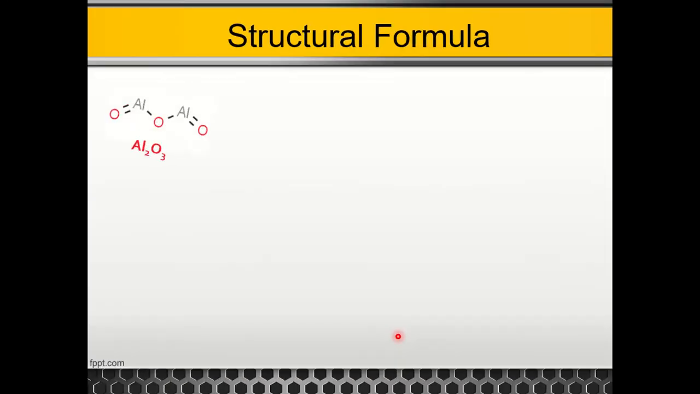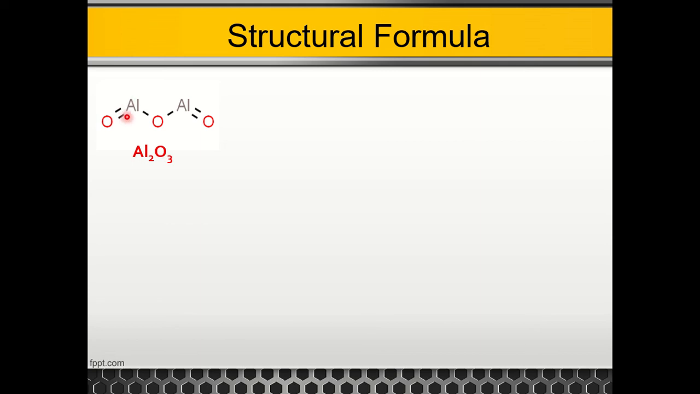Some more structural formulas are here. Look, this is aluminium oxide, Al2O3. The valency of aluminium is 3. That means it has 3 hands, and the structural formula of aluminium oxide is like this. Aluminium, the valency of oxygen is 2.